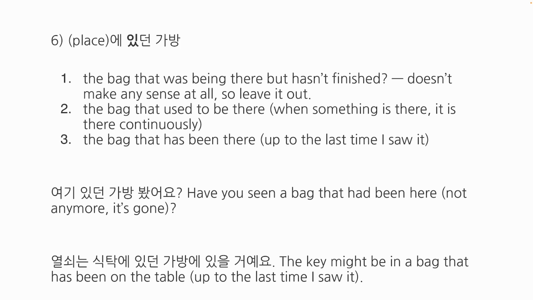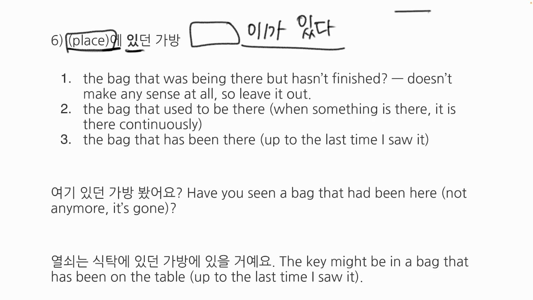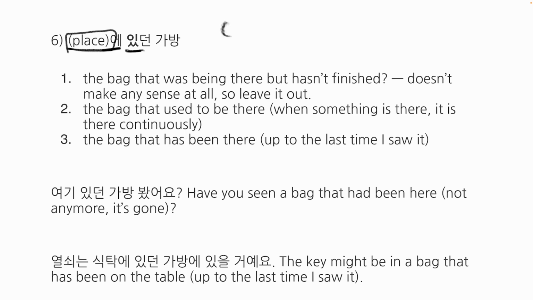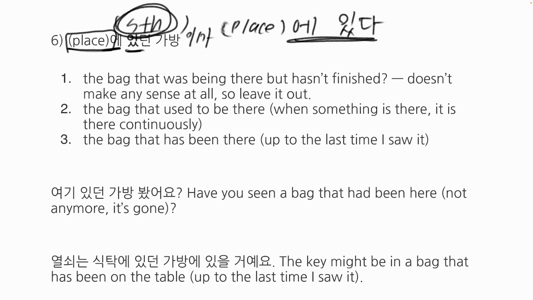다음에 the last example. place에 있던 가방. So 있다. When you say something 이가 있다, it means that something is there, right? It is there, like existence, or it could mean to have that something. But here it's place에 있다. So when you say something 이가 place에 있다, it means that something is in or at a place. It's located or exists in that place.